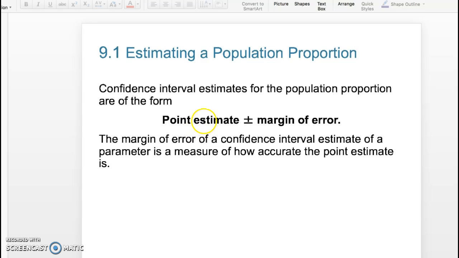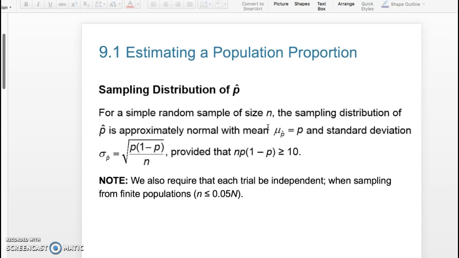We want to take our point estimate and add and subtract a margin of error. Here, the margin of error you can think about as giving some accuracy to our point estimate, but it gives us a range. I feel much more confident looking at a range instead of a single number. It tells me a lot more information. So let's take a look at what we know.